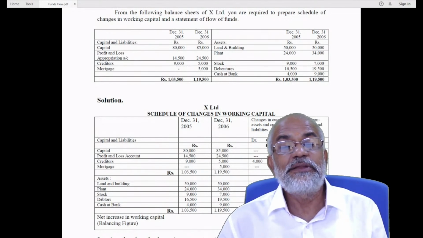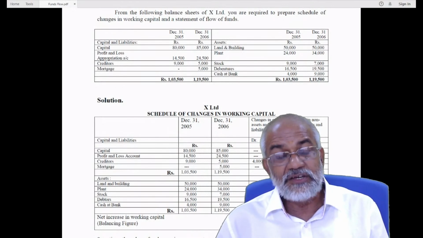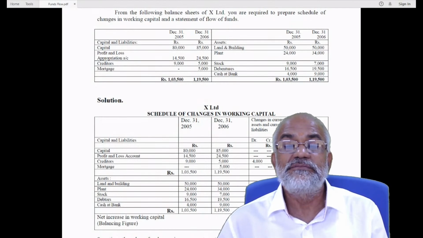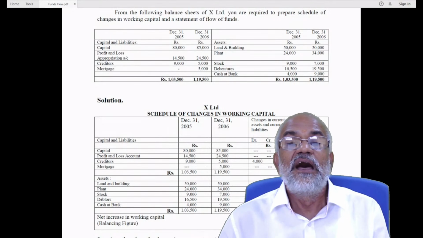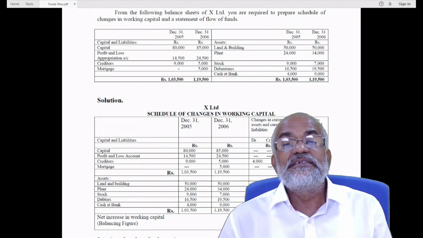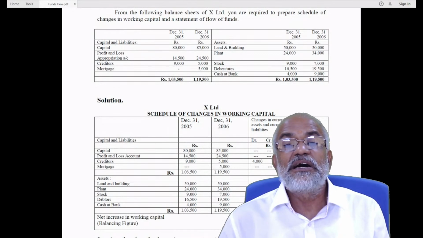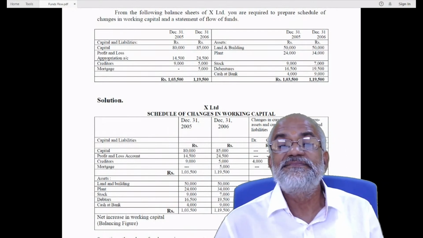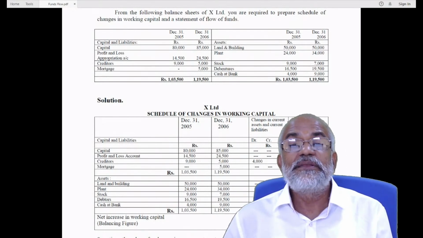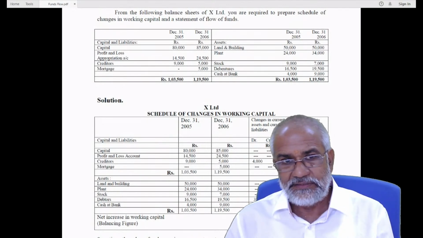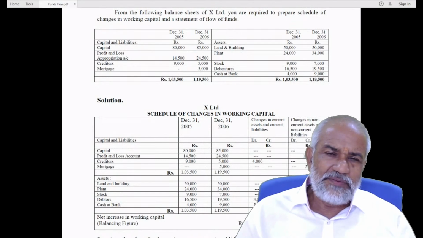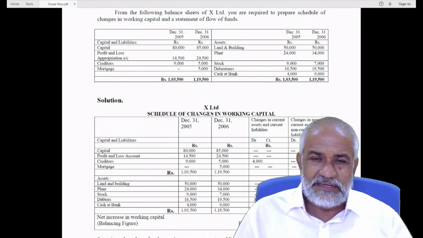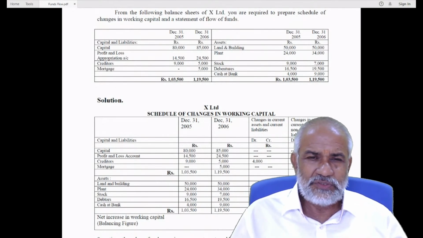The liabilities are capital, balance in the profit and loss account, creditors, and mortgage, which you can take to be the long-term loan. The next columns are the figure as on 31st March 2005 and the figure as on 31st March 2006. Exactly the figures given in the balance sheet have been reproduced here. The capital as on 31st March 2005 was 80,000, and in the subsequent year, on 31st March 2006, it was 85,000.